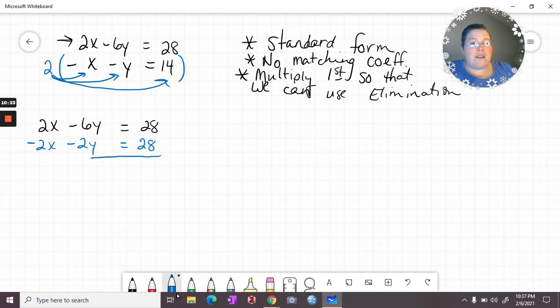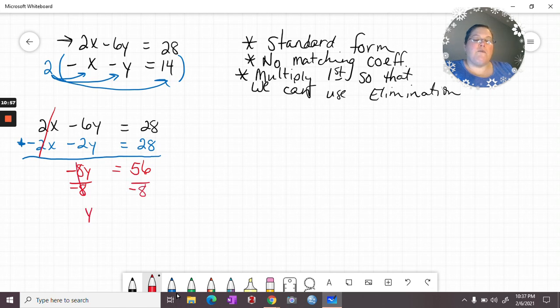So now, when I add these equations together, there we go. When I add these together, my 2x and negative 2x eliminates. Negative 6y and negative 2y is negative 8y. And 28 plus 28 is 56. So now I divide by negative 8, and I get y equals negative 7.